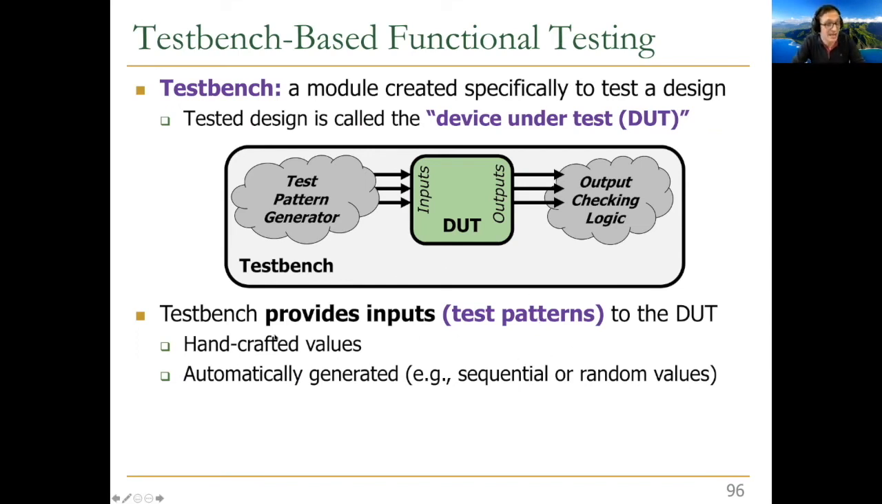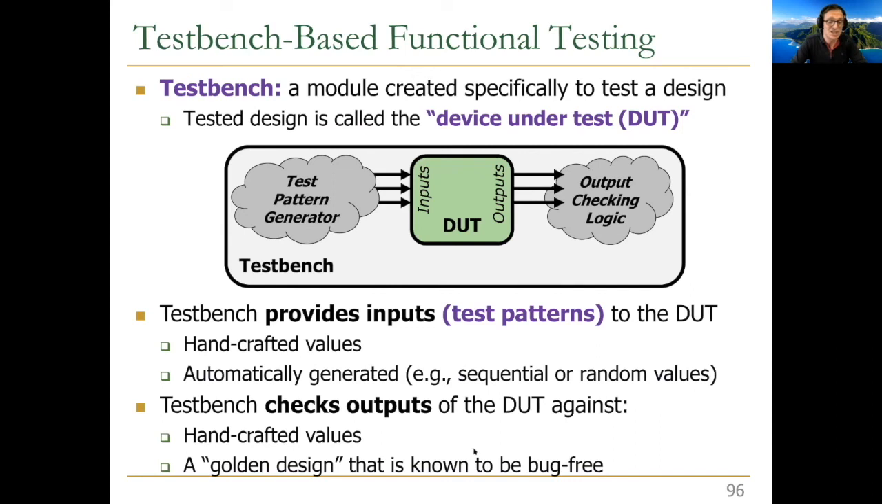You can have test handcrafted values, or you can have automatically generated values, sequentially generated. You basically start with, let's assume that you have 3 inputs. You enumerate all possible inputs, for example, right? Let's say you have 32 inputs, maybe you randomly test different inputs. That may or may not be a good idea.